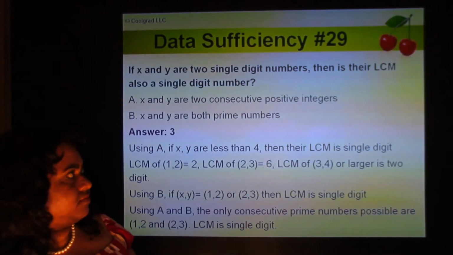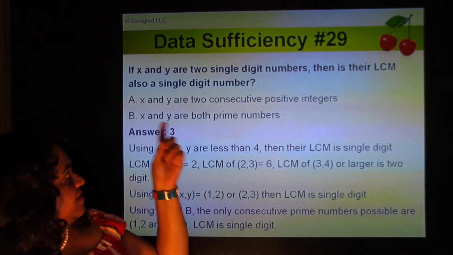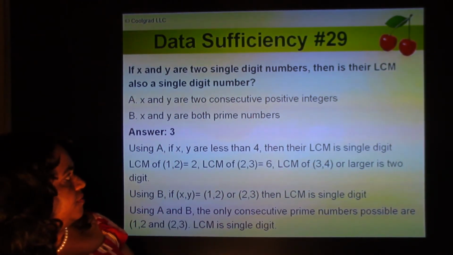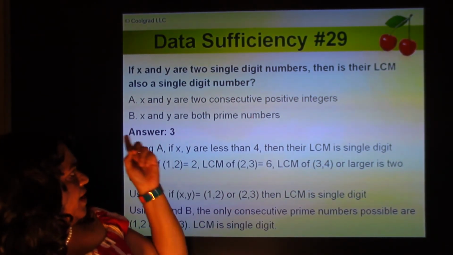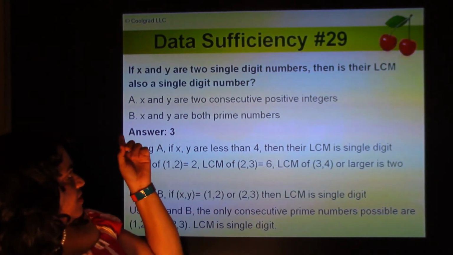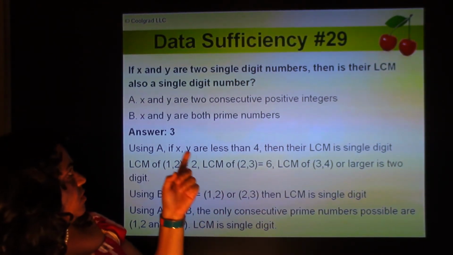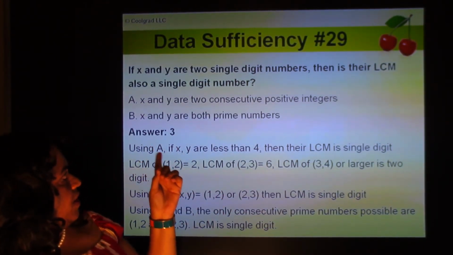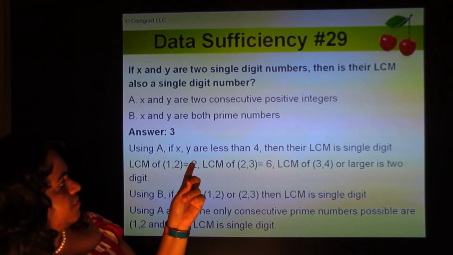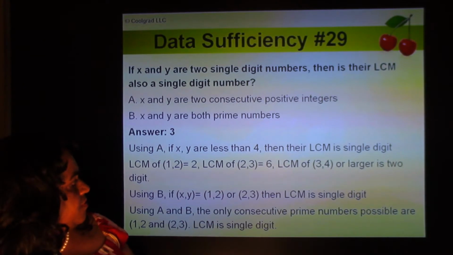Question 29. If x and y are two single digit numbers, then is their LCM also a single digit number? So statement A, x and y are two consecutive positive integers. Statement B, x and y are both prime numbers. So x and y are two single digit numbers. So is their LCM also single digit number?